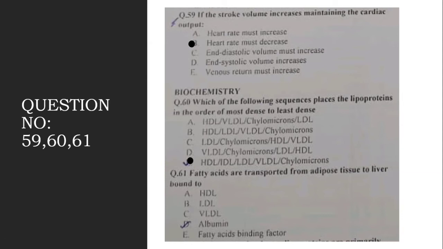Fatty acids are transported from the adipose tissue to the liver bound to LDL, VLDL, albumin, or fatty acid binding factor. Remember that the fatty acids are not transported in lipoproteins; they are transported by binding to albumin, which is a plasma protein.